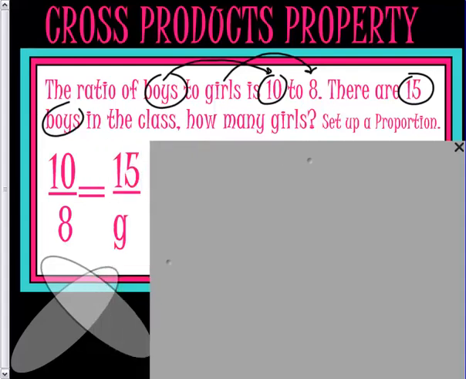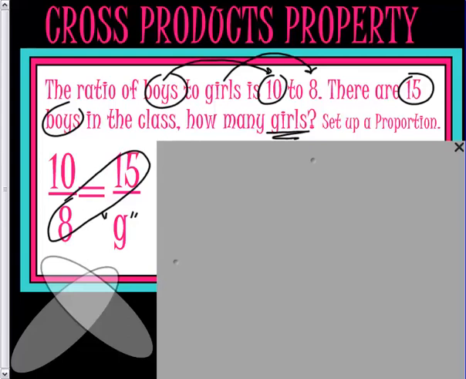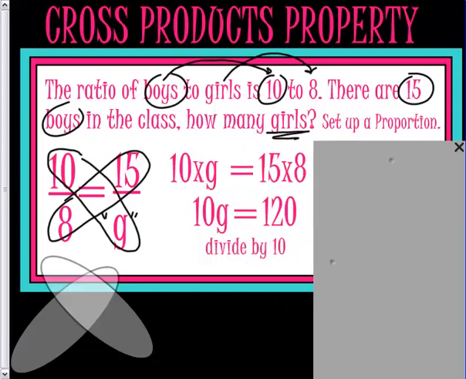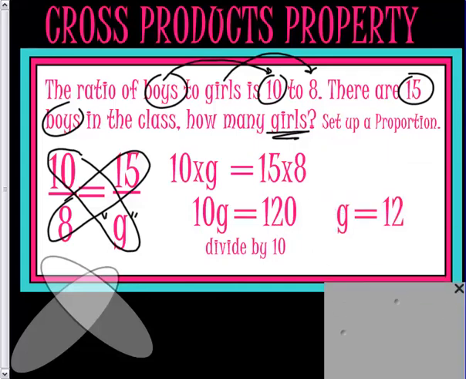So that one needs to go in the top, and we want to know how many girls, so we're going to use the unknown of G, okay? We use variables to represent these unknown numbers, right? So 8 times 15, 10 times G, okay? So let's look at this. Well, 15 times 8 is 120, 10 times G is 10G. So if we divide by 10 on both sides, because we're asking ourselves, what number times 10 gives us 120? Okay, so if we divide by 10, we get G equals 12.